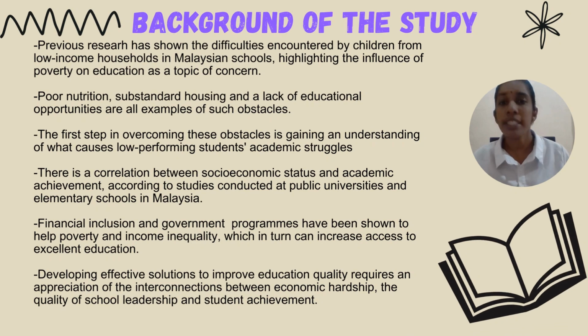Let's see the background of the study. Previous research has shown the different difficulties encountered by children from low-income households in Malaysian schools, highlighting the influence of poverty on education. Poor nutrition, housing, and lack of education opportunity are all examples. The first step in overcoming this gap is understanding what causes low-performing students' academic struggles, namely the link between socio-economic status and academic achievement, according to studies conducted at public universities and elementary schools in Malaysia.